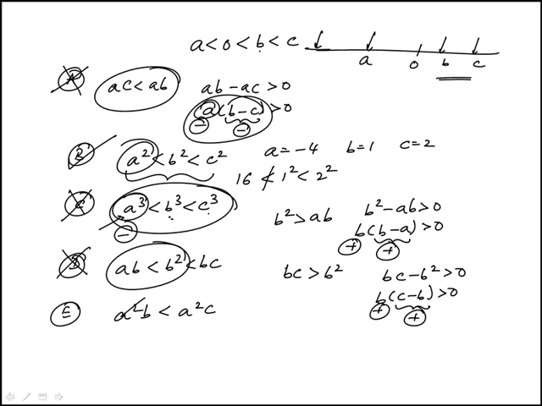Now here, I can divide both sides by A squared because I know for sure A squared is positive, and we are given this condition. So that also holds true, which means that's out. So the answer, to recap, is B.